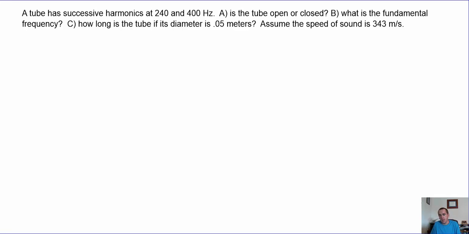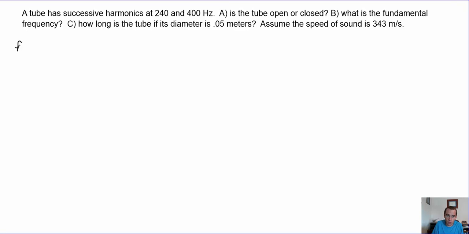So let's look at this example problem, and we're going to use a strategy to figure out what our fundamental frequency is. It says a tube has successive harmonics at 240 and 400 hertz. Is the tube open or closed, and what is the fundamental frequency? And then what is the tube length if its diameter is 0.05 meters. All right. A and B are very closely related to each other. This is how I can analyze and figure out what's going on.